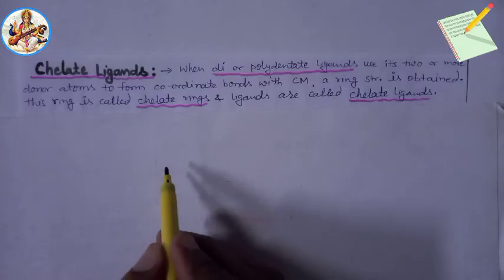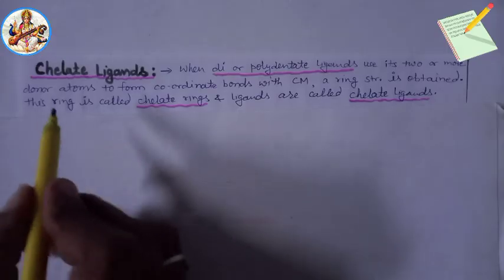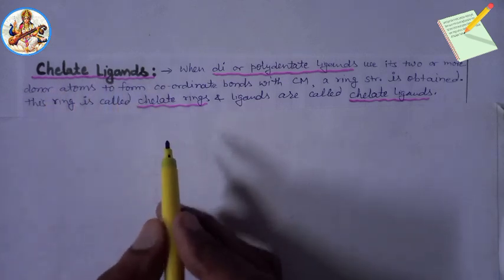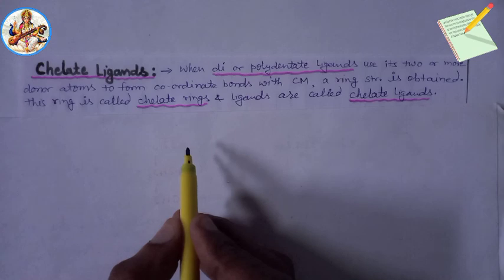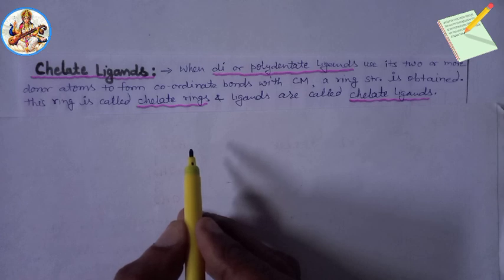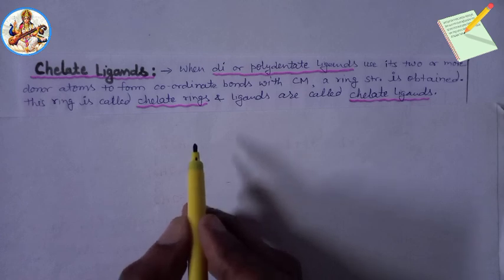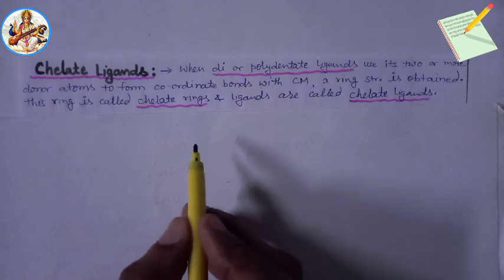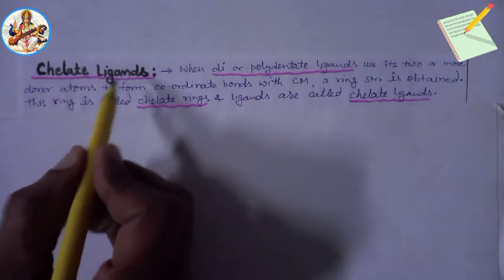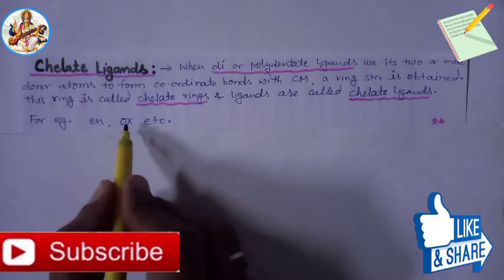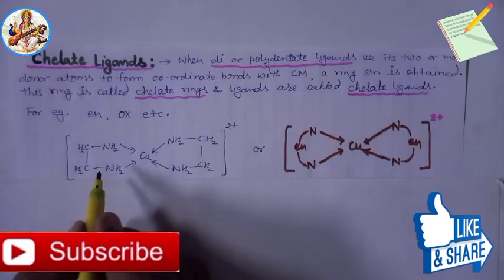Now we read about chelate ligands. When a di or polydentate ligand uses its two or more donor atoms to form coordinate bonds with a central atom or ion, then a ring structure is obtained. This ring is called a chelate ring, and the ligands are known as chelate ligands. For example, ethylene diamine, oxalato, etc.